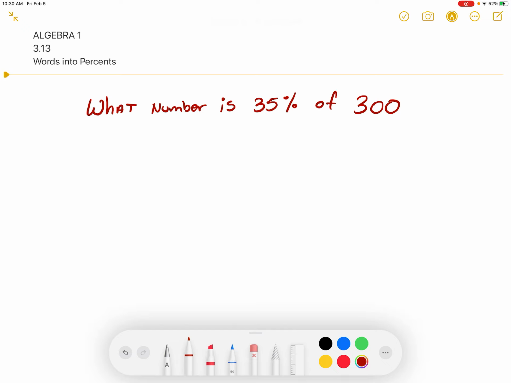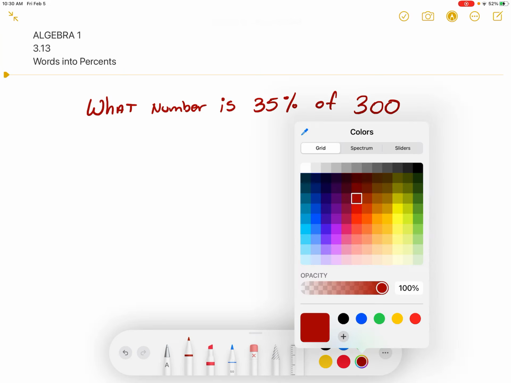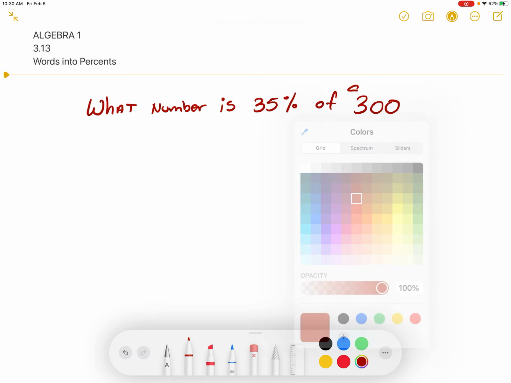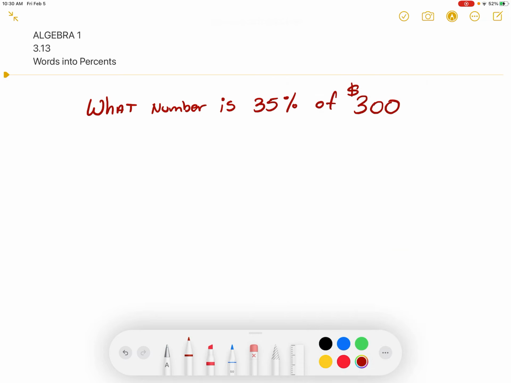We're talking about turning words into percent equations. So let's say we have a question that says, what number is 35% of 300? Or, more realistically, what number is 35% of $300? Usually we're going to be talking about discounts. So here's how we're going to do it.